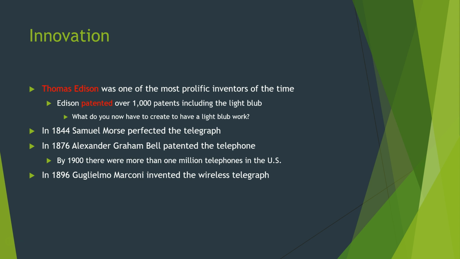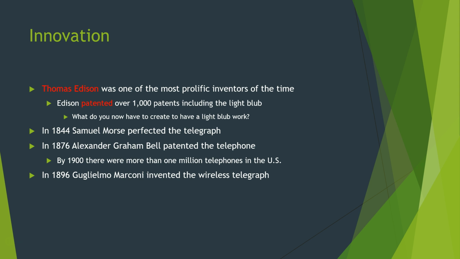All right, so when we look at innovation, this is a time period that's filled with a lot of different inventions and really huge changes in the way the American lifestyle existed. Thomas Edison was one of the most prolific inventors of the time. Edison held over 1,000 patents, including the light bulb, and he created a lot of really amazing products.